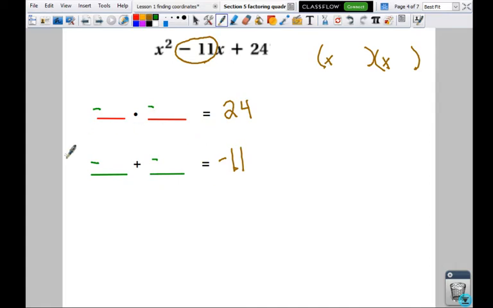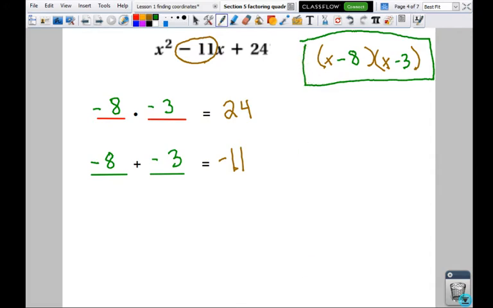All right, let's try it. So DeAndre says -8, -3. -8 times -3 is positive 24. -8 plus -3 is -11. So we got it. We have our two numbers. The order doesn't matter. I'm just going to start with -8 and -3. Be careful. The negatives can make this a little sneaky, but the process is the same.